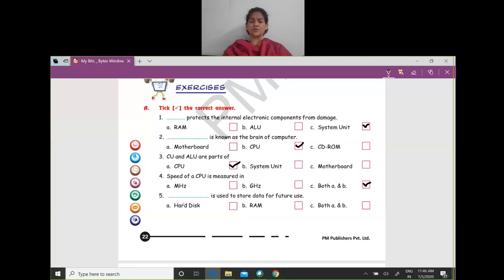Dash is used to store data for future use. Hard disk, RAM, or both A and B. RAM is random access memory. Now basically RAM is used for loading the programs and running the programs at the time when we are working on a computer. So the hard disk is used to store it for future use. So the correct answer is hard disk.